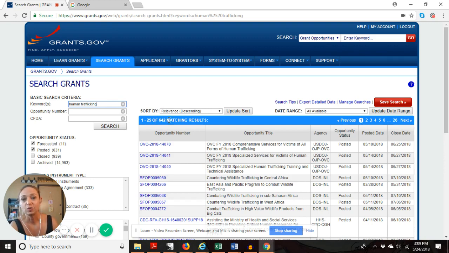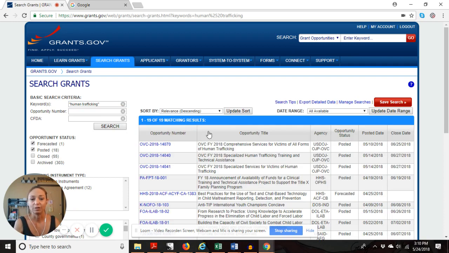You can see right here, as soon as I put that in, it has 642 matching results, which is quite a bit. So if you really wanted to tailor it down to make sure you're finding grants with both of those words, you can put the quotation marks around it and then hit search. And right away, now that I did that, only 19 matching results popped up.